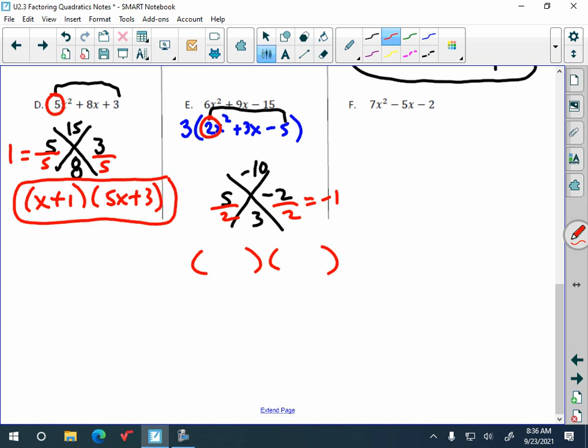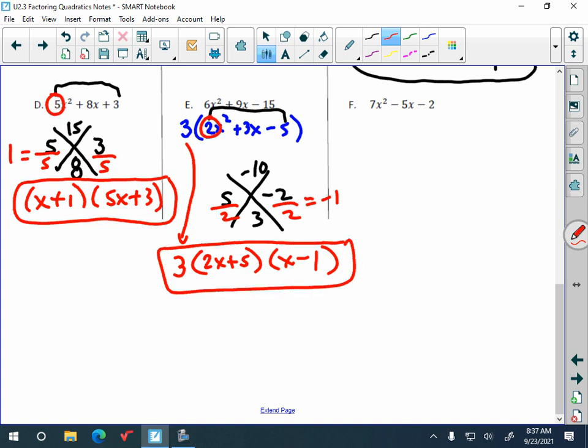All right, so then we have, doesn't matter the order, 2x plus 5, x minus 1, or you have x minus 1 first, 2x plus 5 second. And then the 3 that we pulled out at the very beginning goes in front. All right, go ahead and do that last one, F. There's no GCF that you have to factor out.